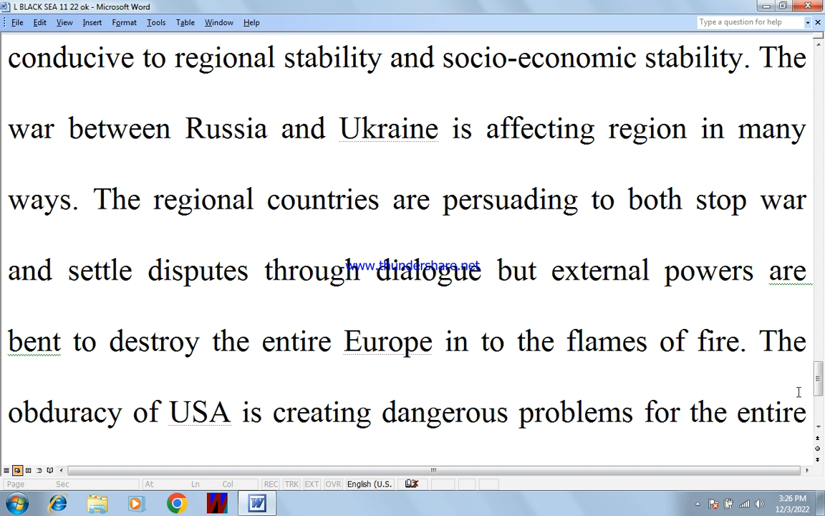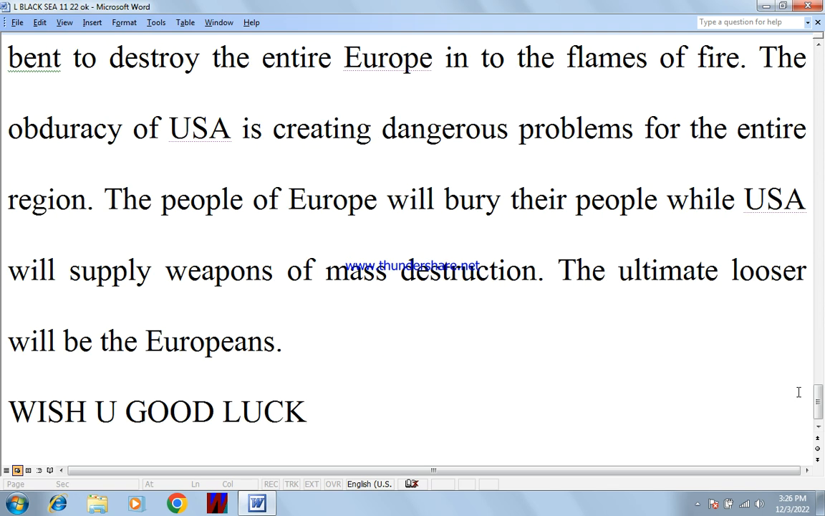The obduracy of USA is creating dangerous problems for entire region, our entire Europe. The people of Europe will bury their people while USA will supply weapons of mass destruction to warring people. The ultimate loser will be the Europeans, like they were during both world wars.